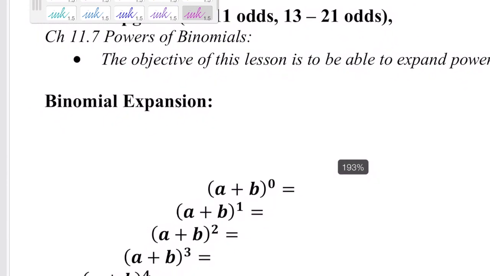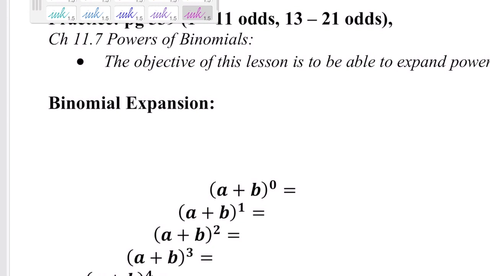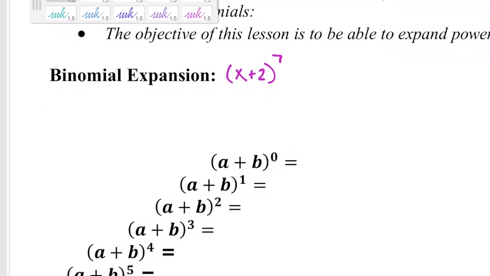So binomial expansion is when we multiply out a power of a binomial, something like x plus 2 to some exponent. So say, like, 7. No one really wants to do that. So I'm going to show you guys a way to do this without having to multiply it out every time.